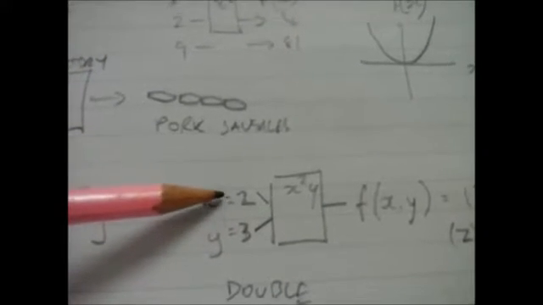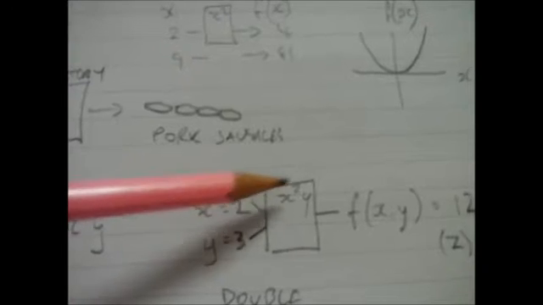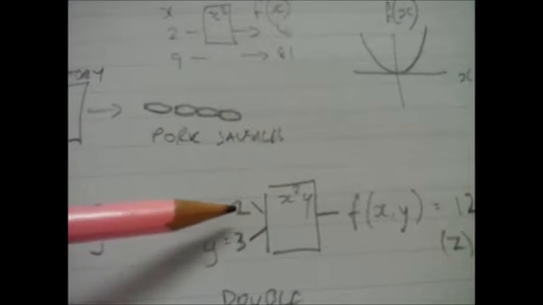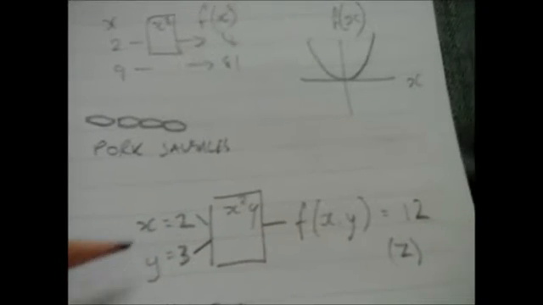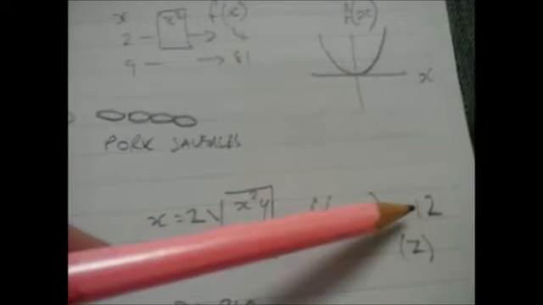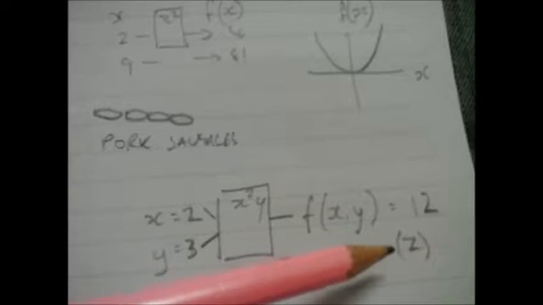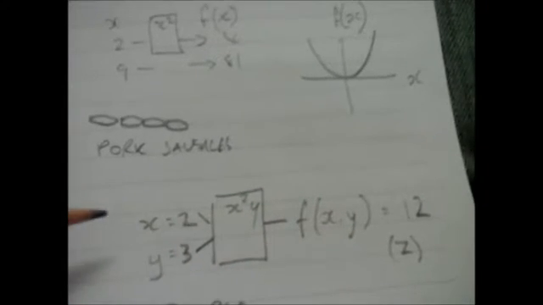And if I stick those two in, a 2 and a 3, into this function x squared y, 2 squared is 4, y is 3, 3 times 4 is 12. So I put those two numbers in, I get 12 out. I might want to call that z. Two inputs in, I get one output out, I can call it z.